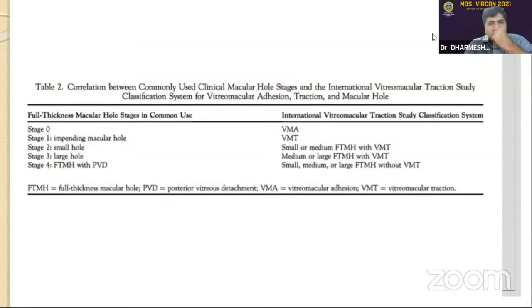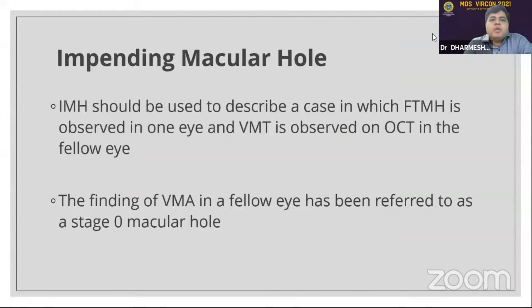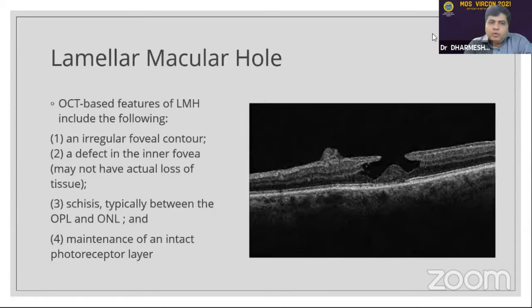Now there is a comparison chart, where as per the first classification, the Gass classification of stage 1 to 4, and here is the vitreomacular adhesion, traction, small, medium, large, full thickness macular hole with or without vitreomacular traction. Now impending macular hole is the case with a full thickness macular hole in one eye and vitreomacular traction on the OCT in the fellow eye. And VMA in a fellow eye has been referred to as stage 0 macular hole.